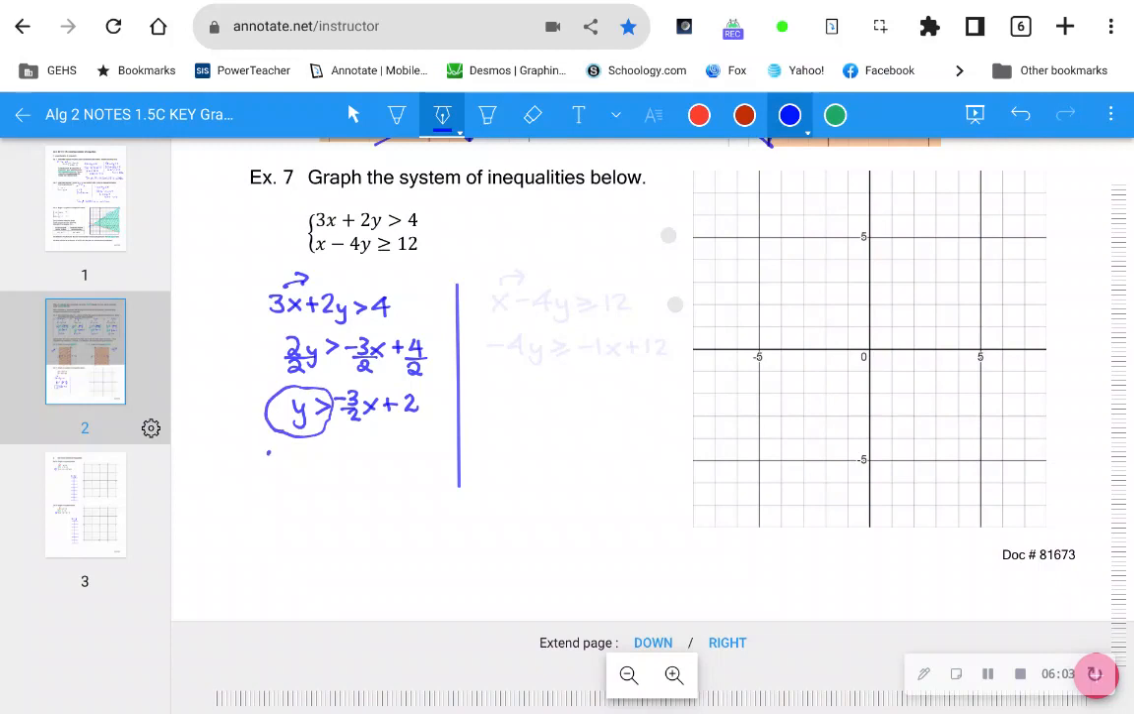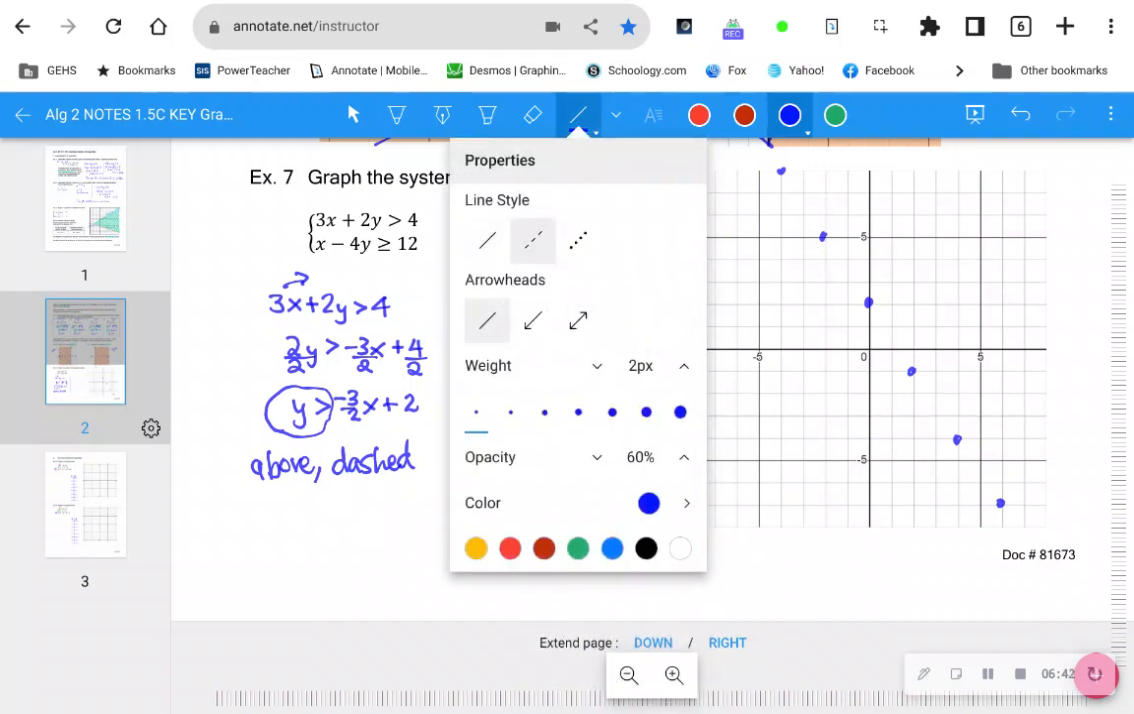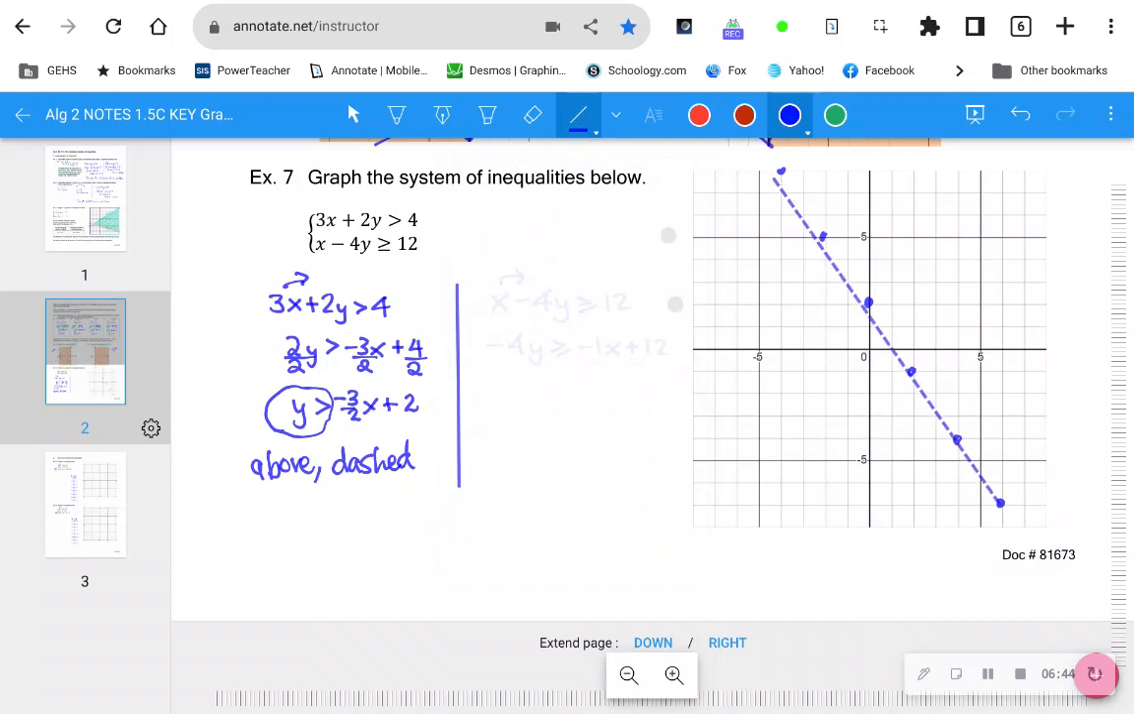We're going to be shading above, greater than, and with the greater than by itself and no or equal to, we have to use a dash border. So we'll count out the y-intercept of 2 and a slope of 3 down and 2 over, 3 down, 2 over. And when you get this set up here, and you draw a dashed line through there, the dashed line is an indication that you're actually not including that border itself.